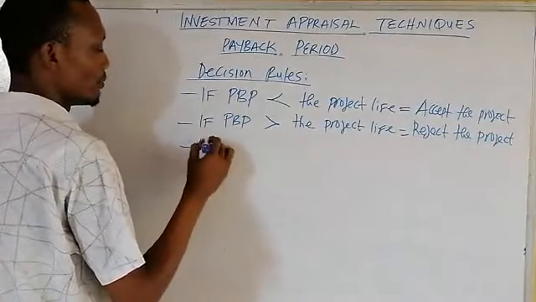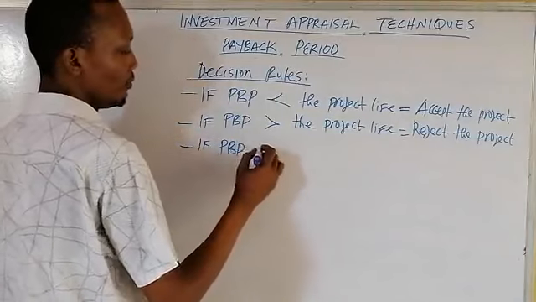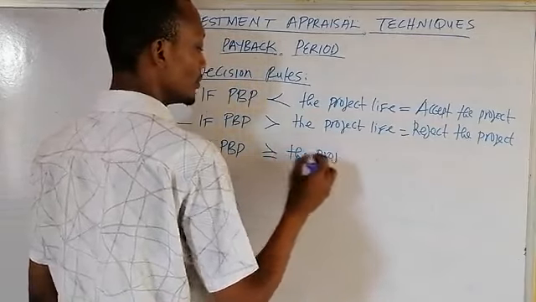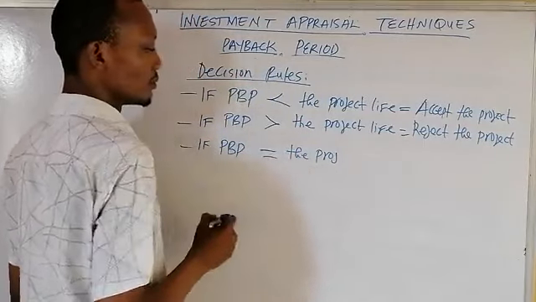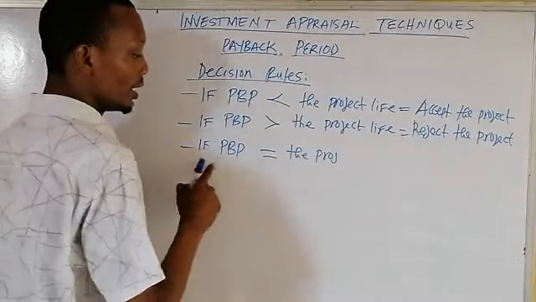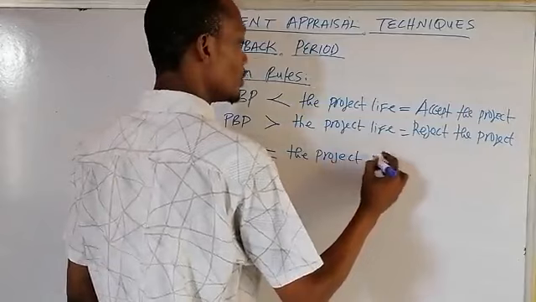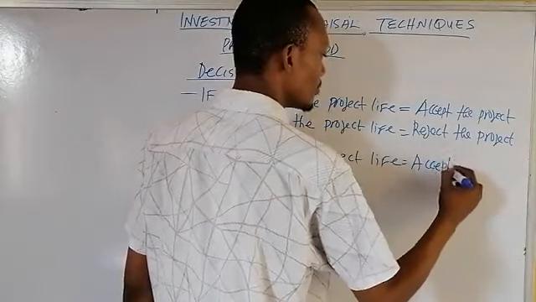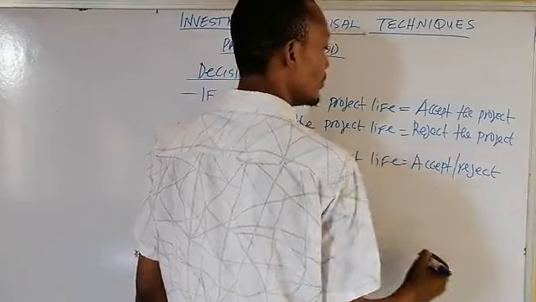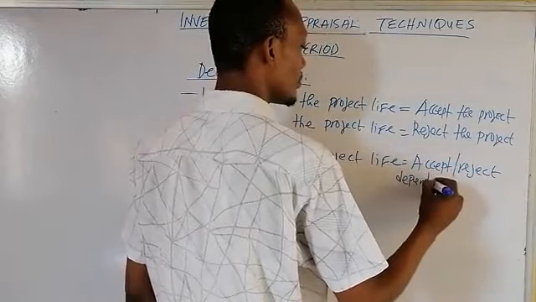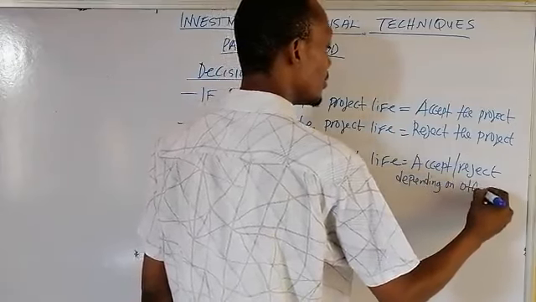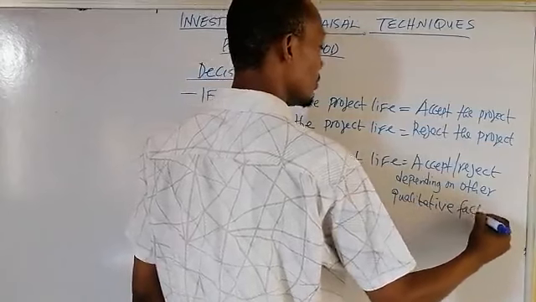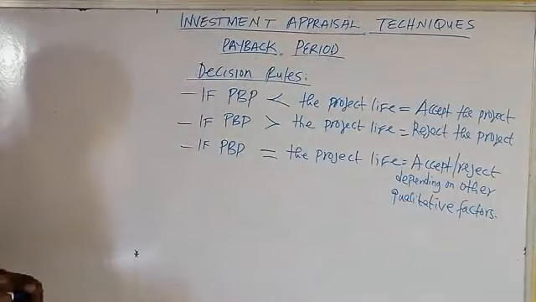3. If the payback period is equal to the project life, is equal to what? Accept or reject, depending on other qualitative factors. Let's just get this straight so as not to confuse anybody here. Now, these are the decision rules under payback period.